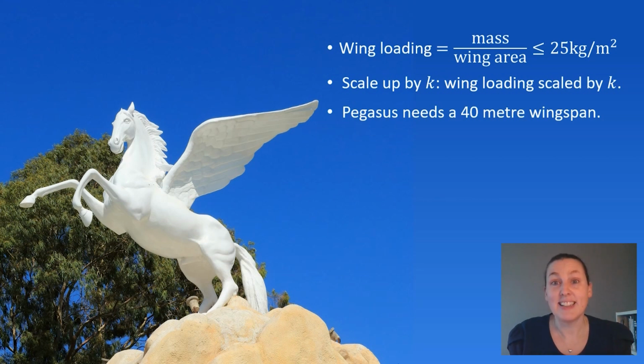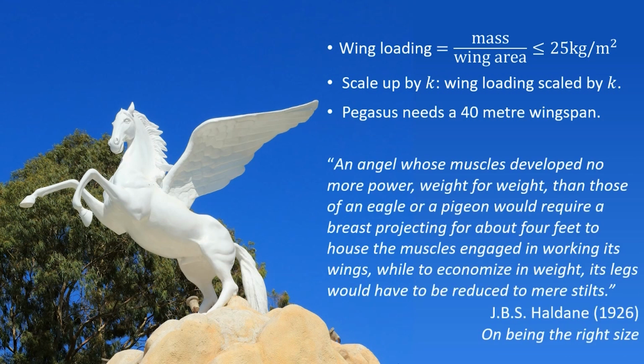The biologist J.B.S. Haldane pointed out that angels would have to look pretty amazing. An angel with muscles that develop no more power weight for weight than an eagle or a pigeon would have a breast projecting for about 4 feet to house the muscles engaged in working its wings. So, these things, angels, if they exist, are definite proof of divine intervention.